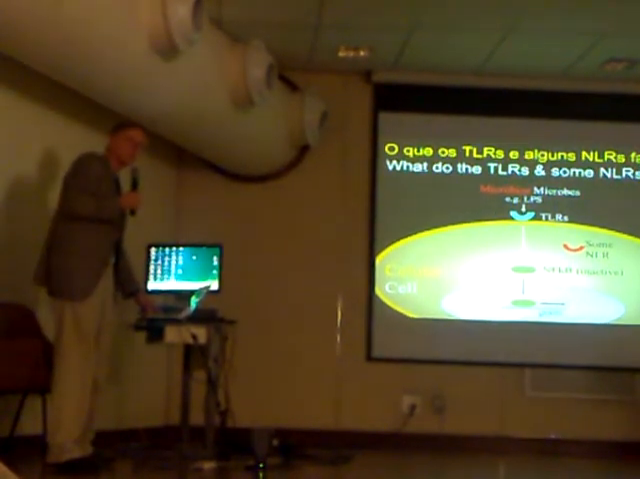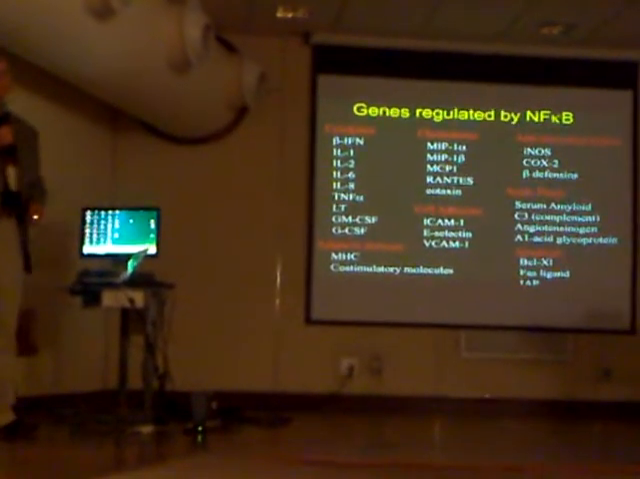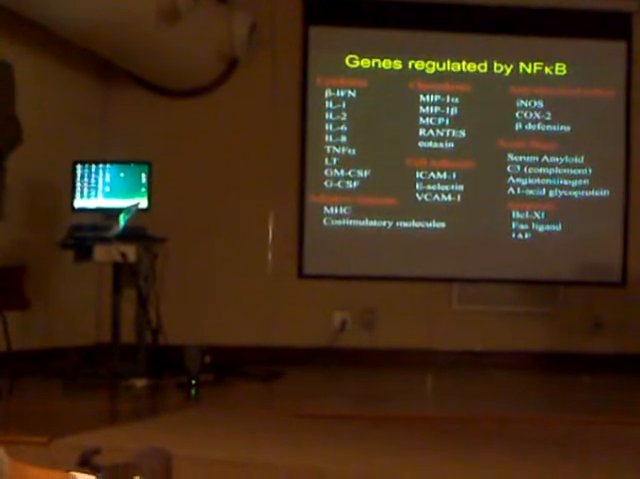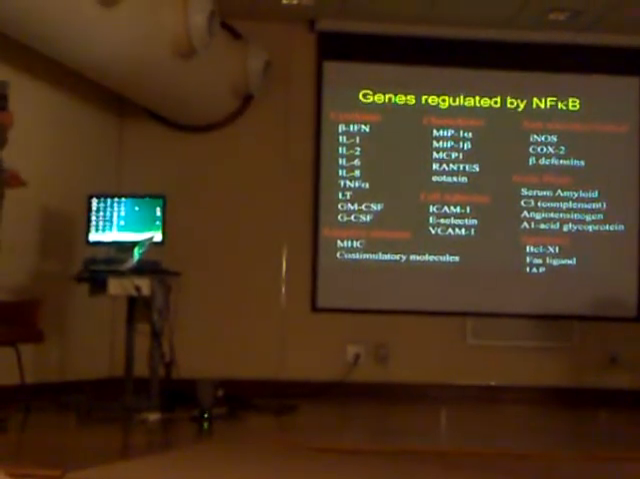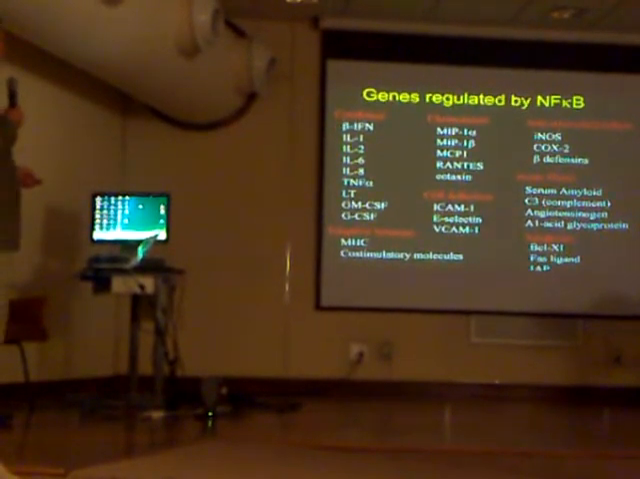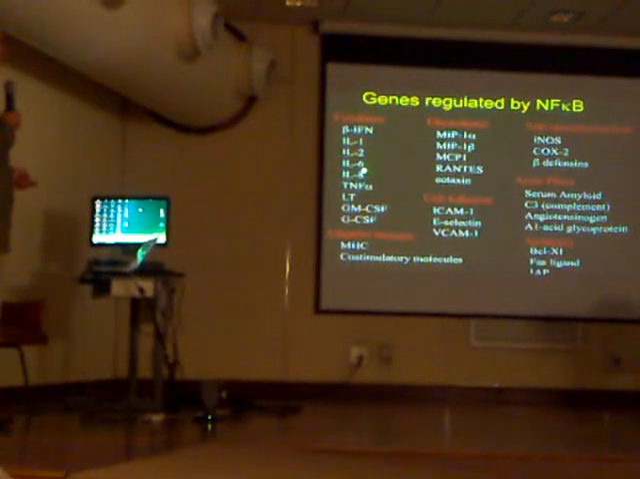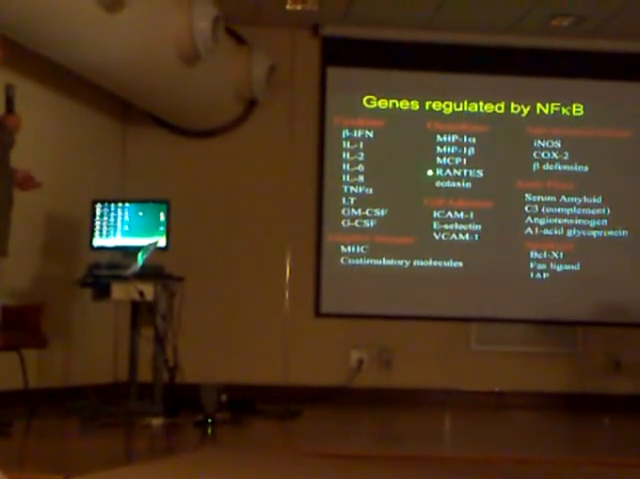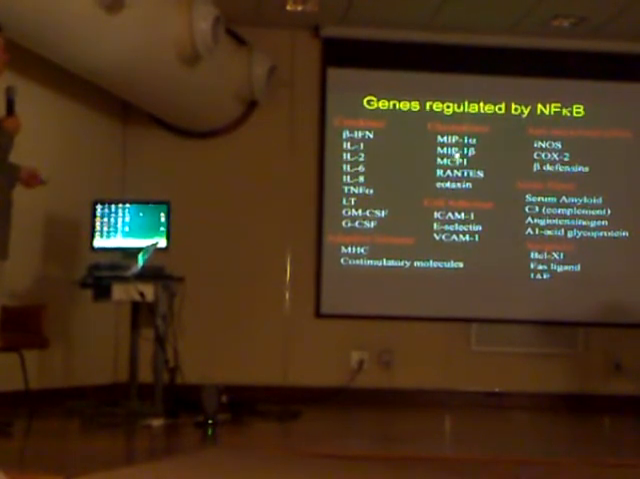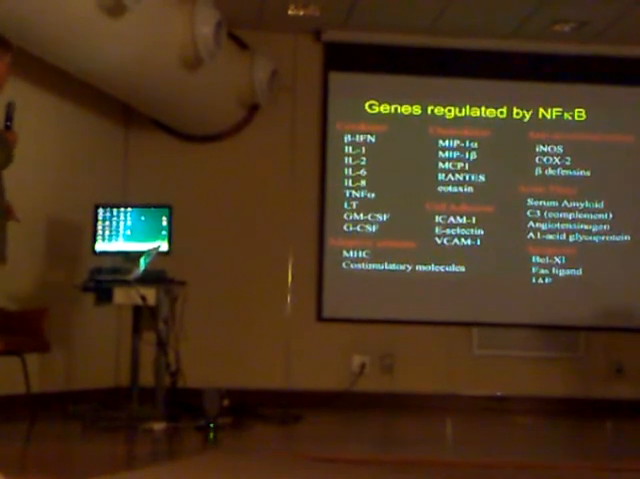So what are some of the genes that are controlled by NF-kappa-B? Well, this is a partial list. If you look at this list, it's a who's who of what's important for inflammation. So NF-kappa-B controls a large number of cytokines, including a number that are very important for inflammation: interleukin-1, 6, 8, TNF-alpha. It activates chemokines that are important for chemotaxis, attracting leukocytes. It activates the vascular adhesion molecules, the antimicrobial defenses, etc.